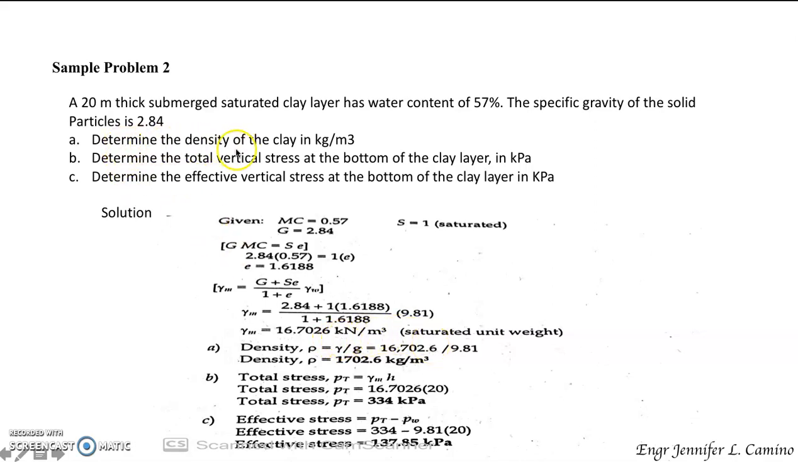So we're trying now to determine the density of the clay in kilogram per cubic meter. Of course, density is the unit weight over the specific gravity. So it gives us 1,702.6 kilogram per cubic meter.